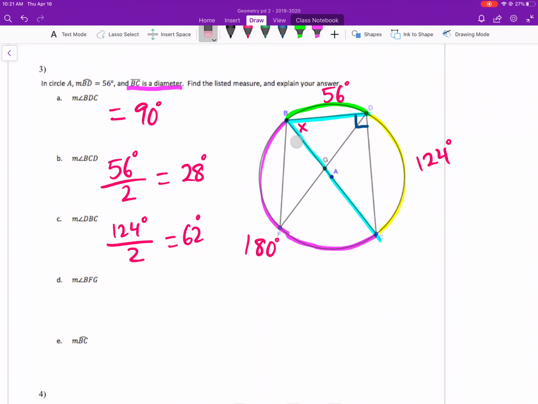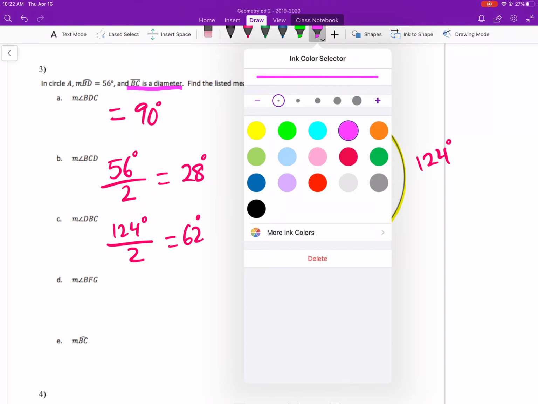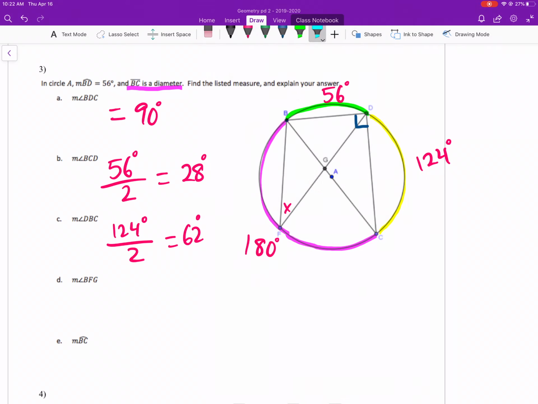Alrighty, another one. Angle BFG. Right there. So same procedure, another inscribed angle. This question's all about practicing inscribed angles. Find the arc that it intercepts and divide it by 2. So watch as that X there opens up and also hits that 56 degree arc. So 56 divided by 2 again, so we'll get 28.